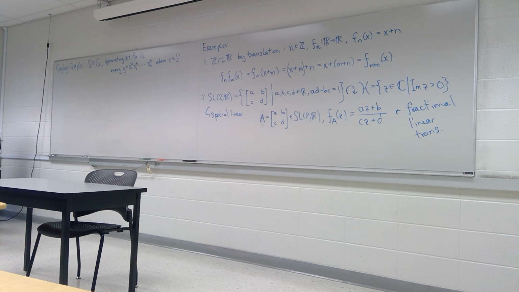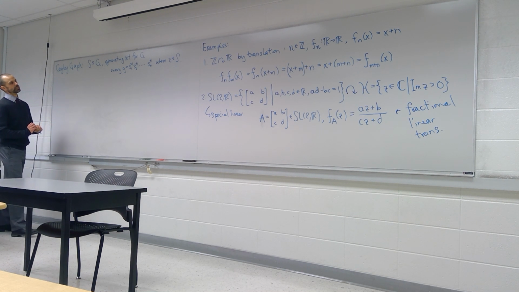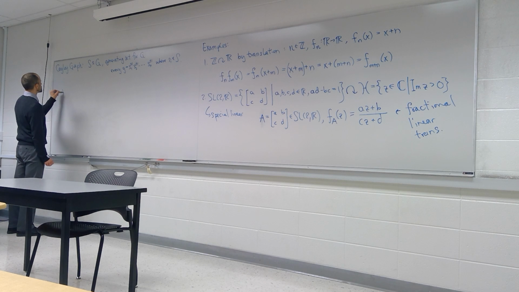Okay? All right, so given a generating set for a group G, we define this Cayley graph. And the way that we do this, I just need to tell you what the vertices and the edges are.